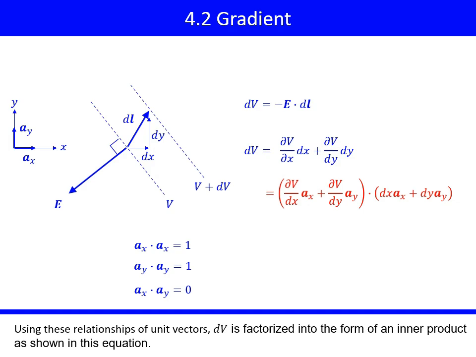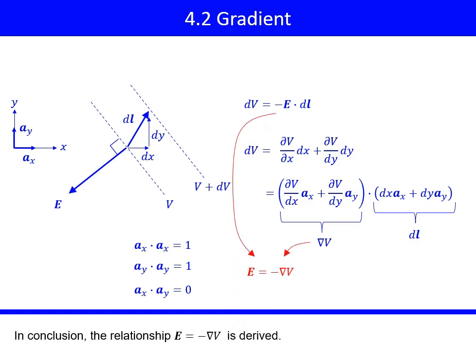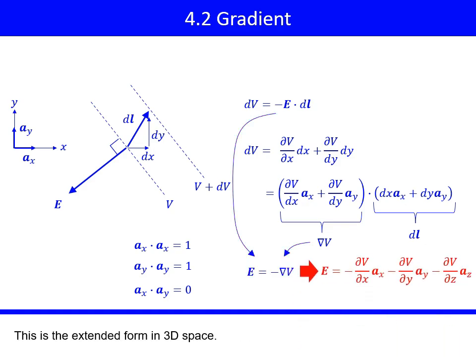Using these relationships of unit vectors, dV is factorized into the form of an inner product as shown in this equation. The first term is, by definition, the gradient of V. The second term is dl. In conclusion, the relationship E equals negative gradient of V is derived. This is the extended form in 3D space.